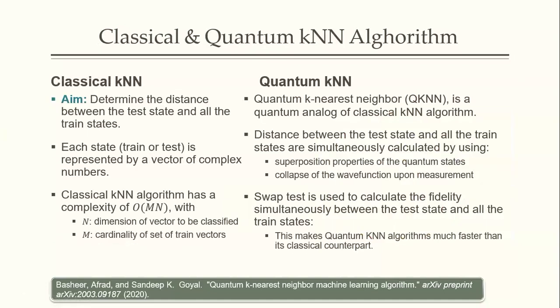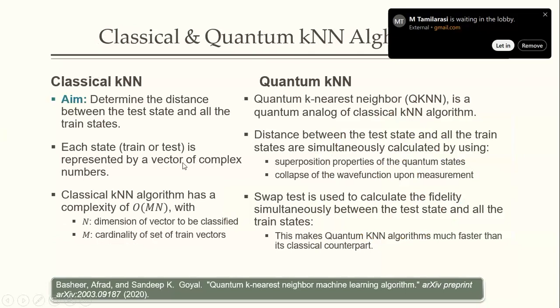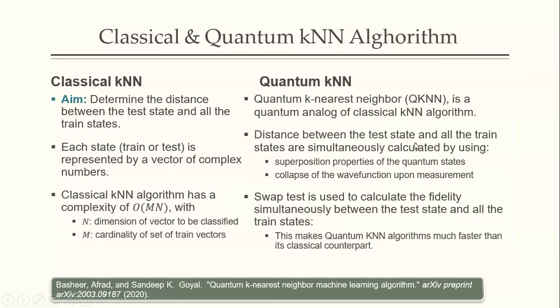Similarly, this is the classical and quantum KNN algorithm. Determine the distance between the test state and all the training states. Here, quantum K nearest neighbor is the quantum analog of the classical KNN algorithm. Each state, train or test, is represented by a vector of complex numbers. Distances between the test state and all the train states are simultaneously calculated using the superposition properties of quantum states and collapse of the wave function upon measurement.